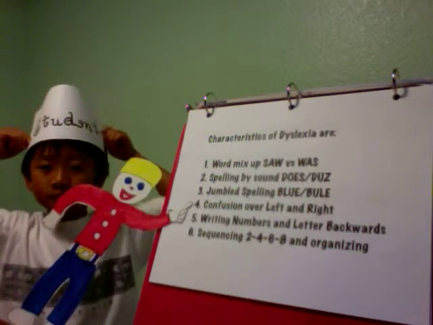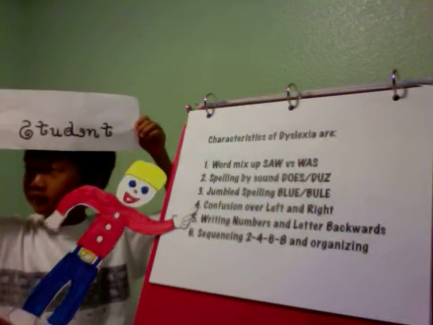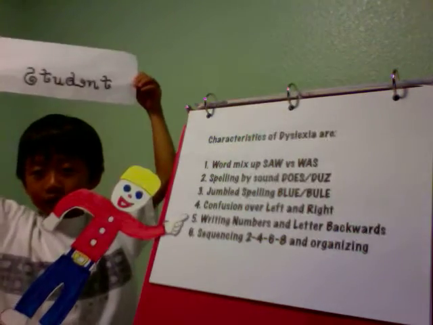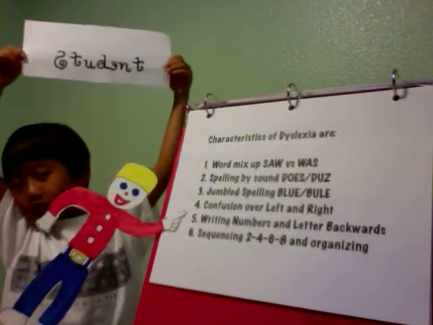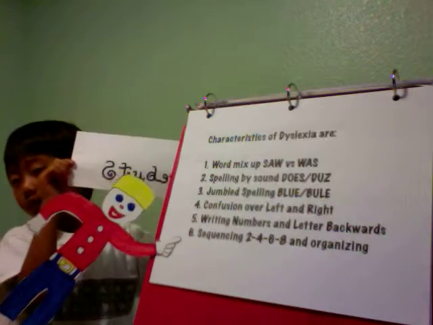Sometimes a dyslexic student will have confusion over left and right, and write numbers and letters backwards. Sometimes the dyslexic student also will have problems sequencing, such as 2, 4, 6, 8, and organizing.